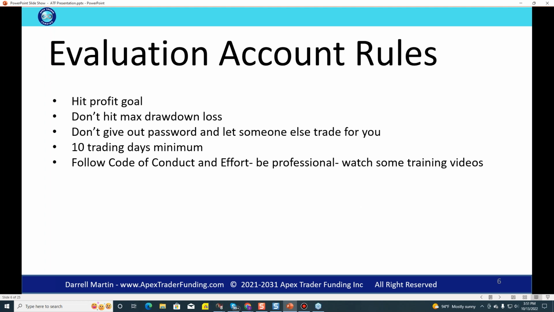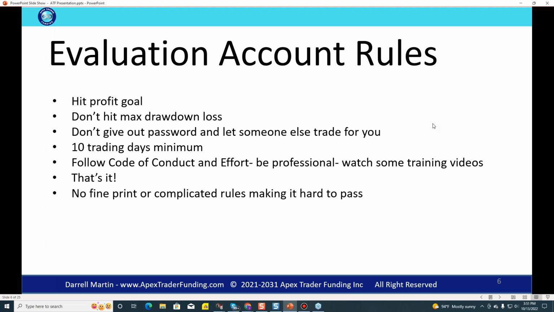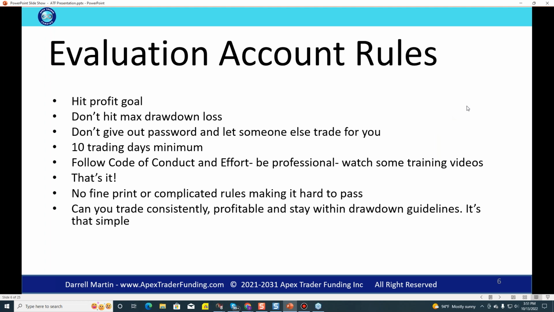Not a big deal. Can you hit your profit goal without hitting the loss? Can you do the trading yourself over 10 days? Be professional, put some effort in. That's it. Like, that's our rules. There's no other fine print, complicated rules, making it hard to pass, rules in there that are purposely there just to make you fail. We're just simply looking for, can you trade consistently and profitably and stay within just a handful of guidelines, and that's it. Does that sound fair?